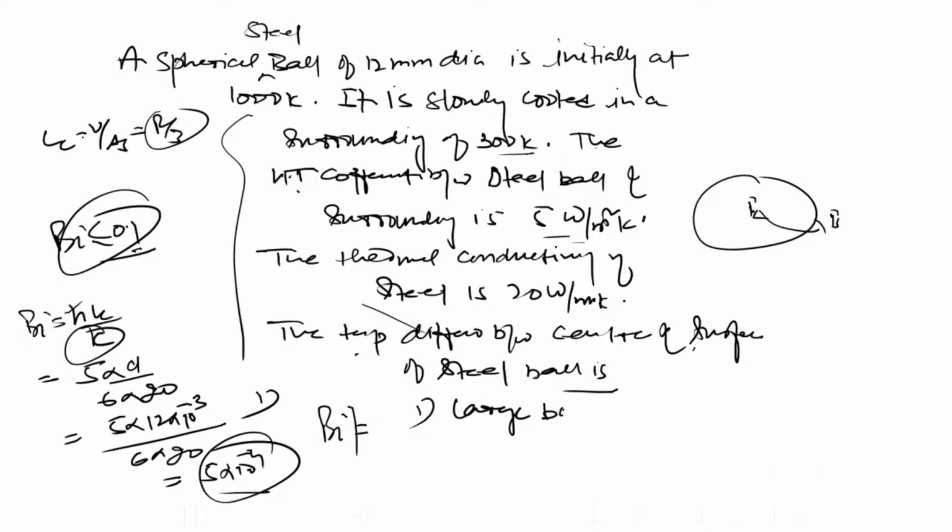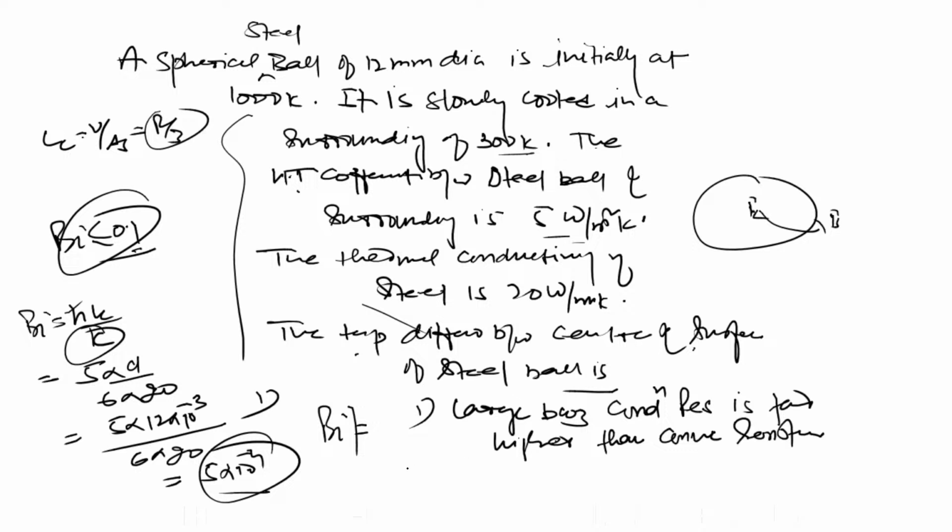Large, because conduction resistance is far higher than convection resistance. Tell me which option is correct. B option: Large, because conduction resistance is far less than convection resistance.